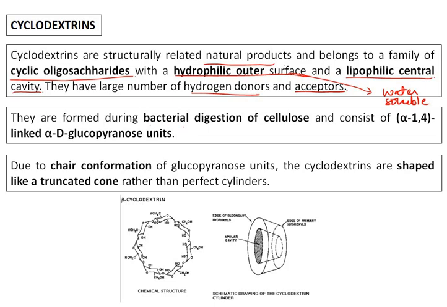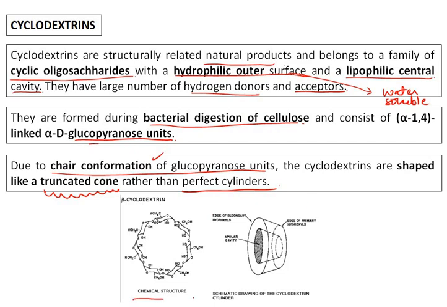They are formed during bacterial digestion of cellulose and consist of alpha-1,4 linked alpha-D glucopyranose units. And the glucopyranose units have a chair conformation. Because of the chair conformation of the glucopyranose units, the cyclodextrins are shaped like a truncated cone rather than a perfect cylinder. So they are not a perfect cylinder.